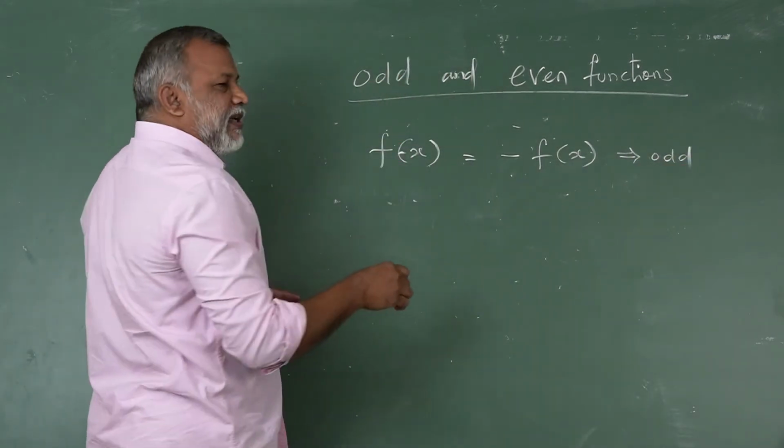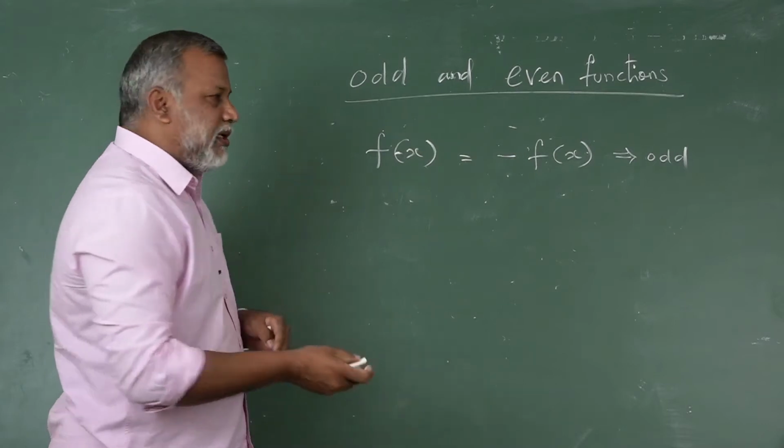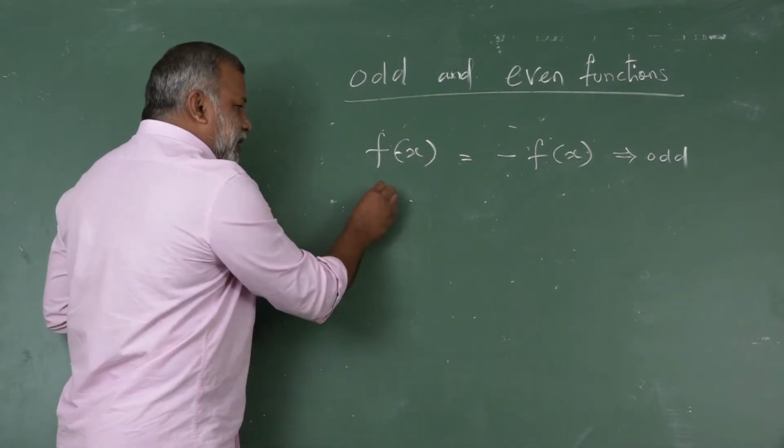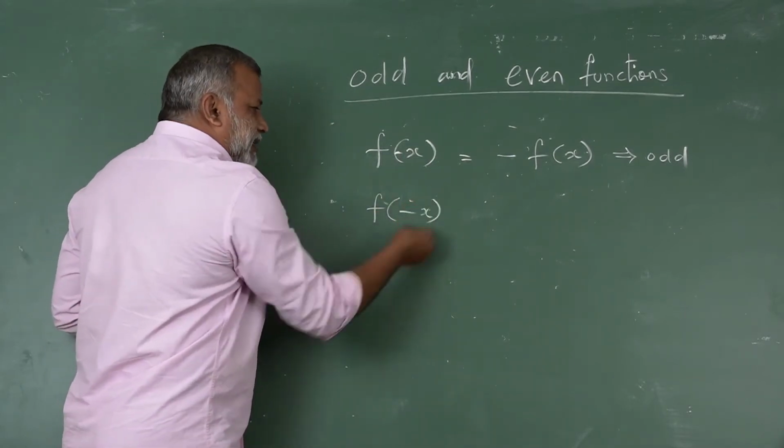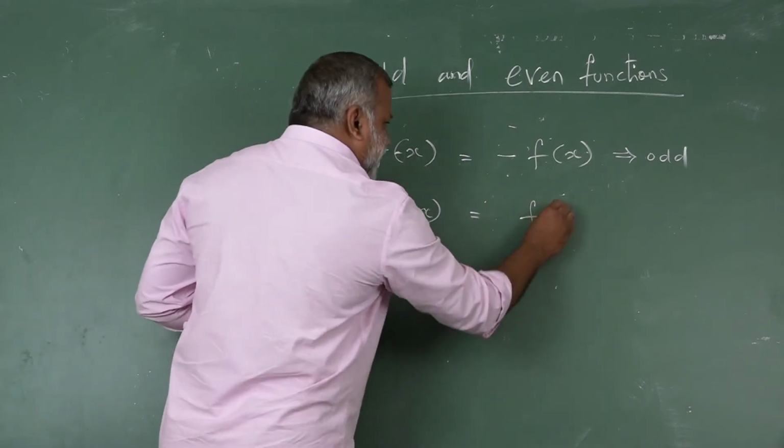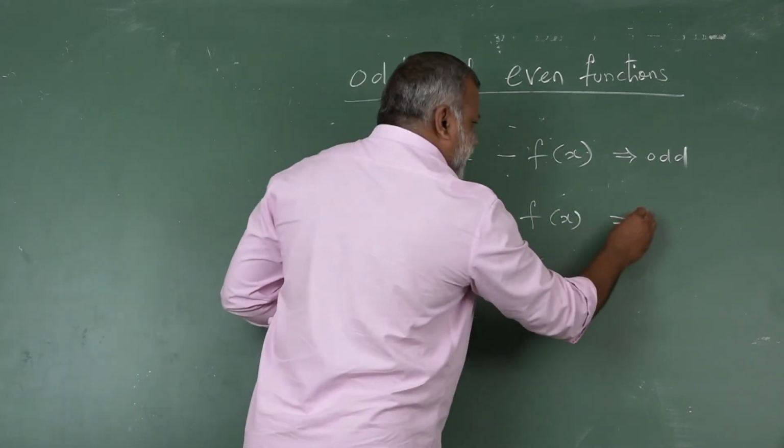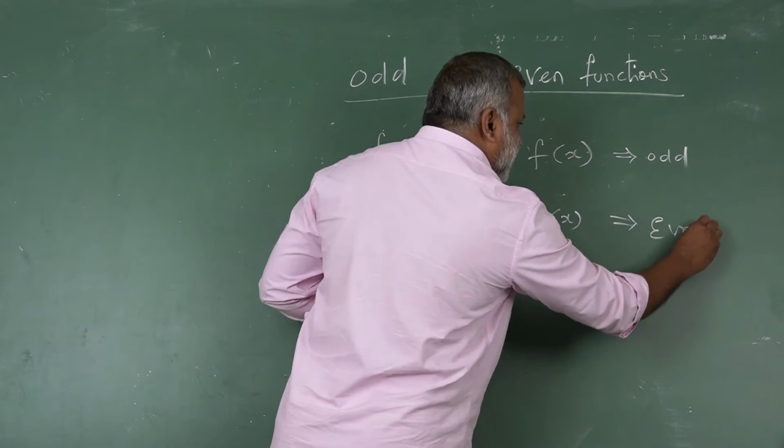A function f of x is said to be an even function if it satisfies the condition f of minus x equal to f of x. These types of functions are called even functions.